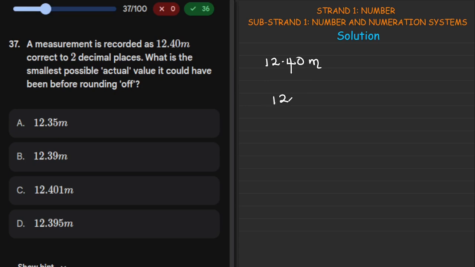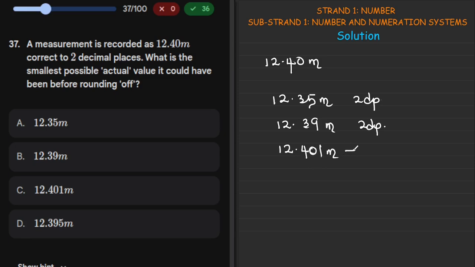The first one, we have 12.35. For 12.35, it is already in two decimal places. So since it is already in 2 decimal places, it is actually out. It wasn't even rounded. The second one, which is 12.39 meters, is also already in 2 decimal places. The third one, which is 12.401 meters, is in 3 decimal places.